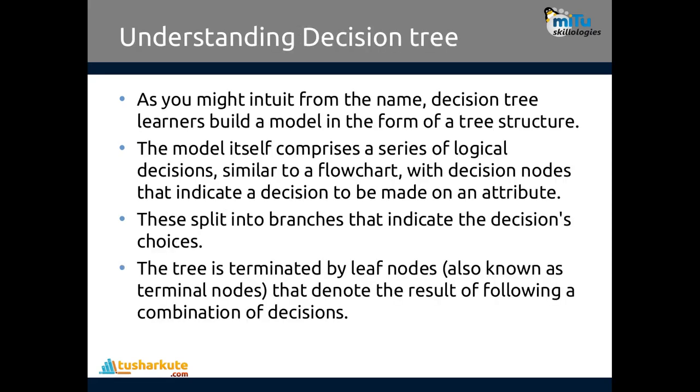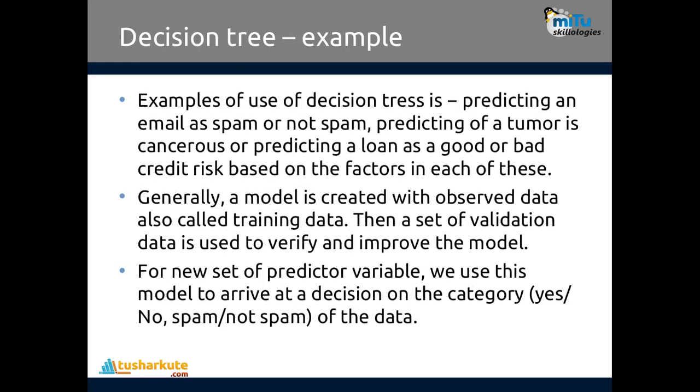As you might intuit from the name decision tree, learners build a model in the form of a tree structure. The model itself comprises a series of logical decisions similar to a flowchart, with decision nodes that indicate a decision to be made on an attribute. They split into branches that indicate the decision choices. The tree is terminated by leaf nodes, which we call terminal nodes, that denote the result of following a combination of decisions.